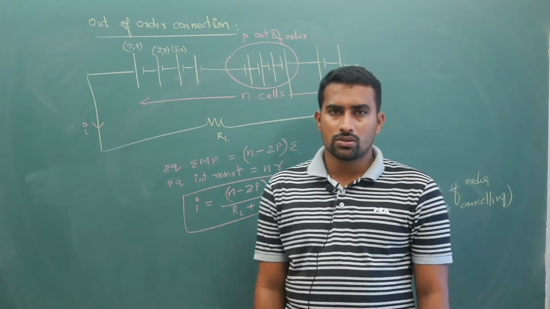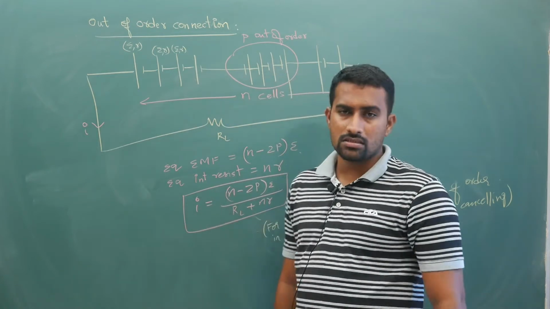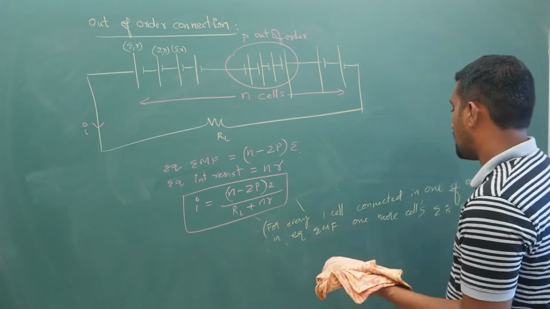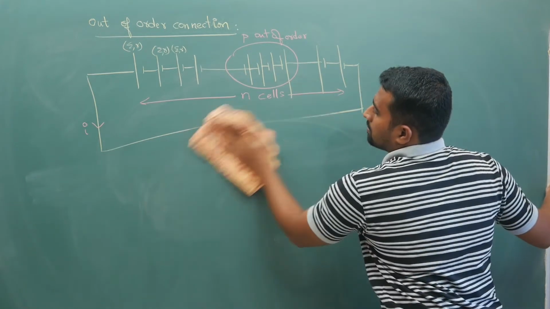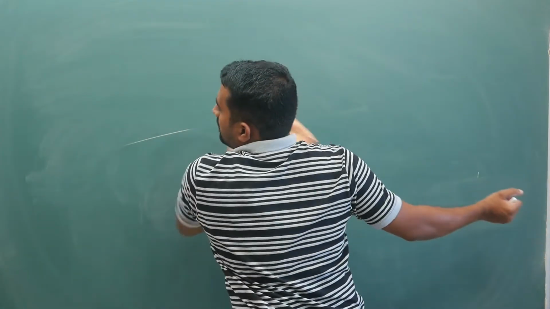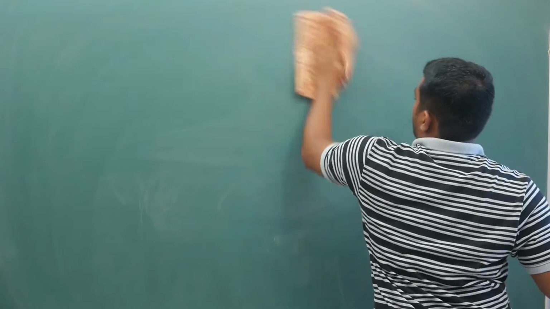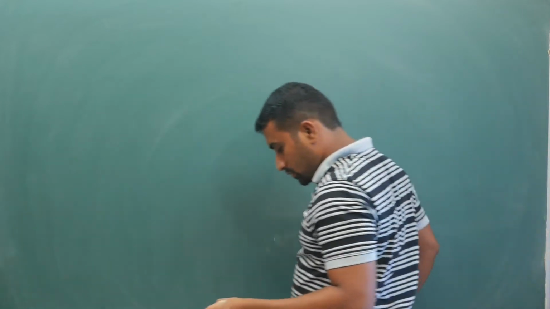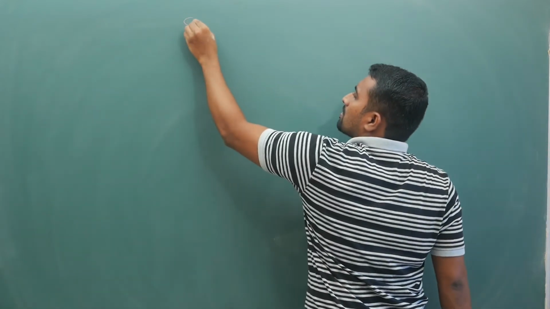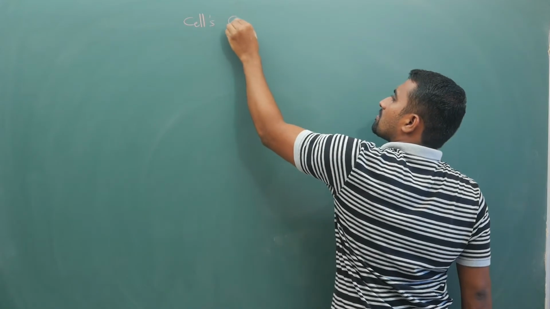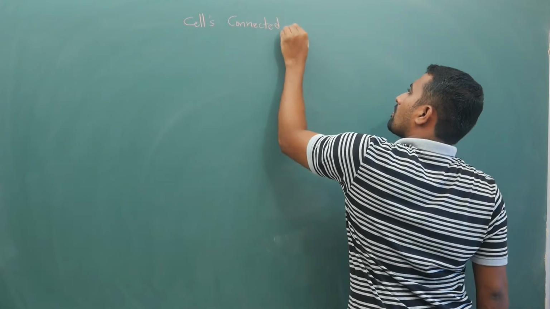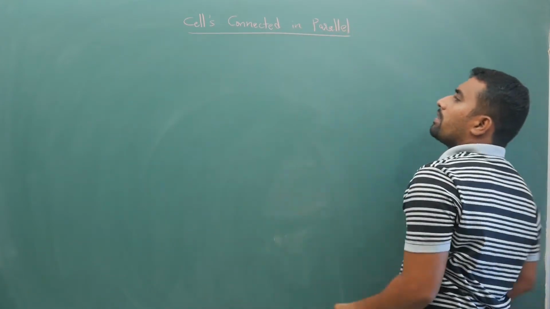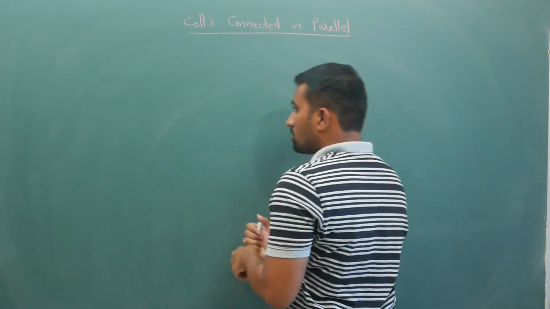So this is what you are supposed to do for out of order connection for identical cells. Hope you have understood what I have explained. This is regarding cells connected in series. Next we will talk of cells connected in parallel. Cells connected in parallel, how that is the case I will tell you.